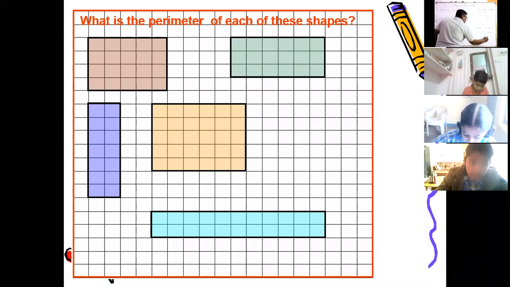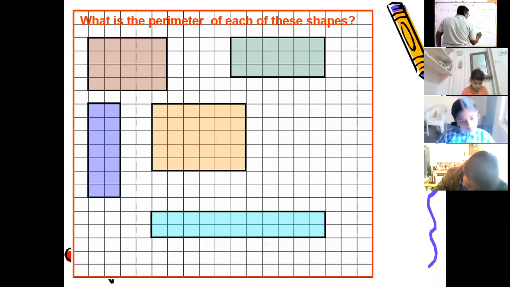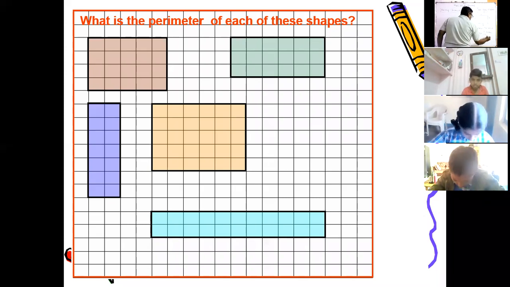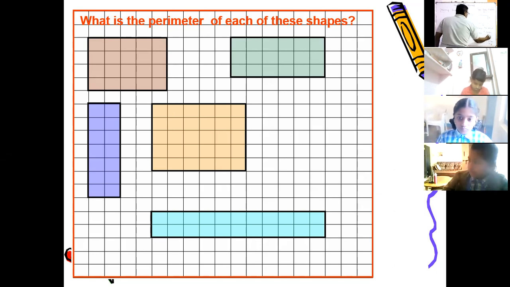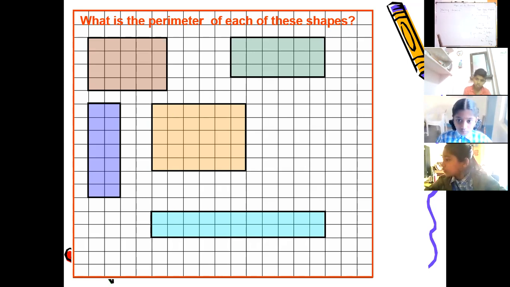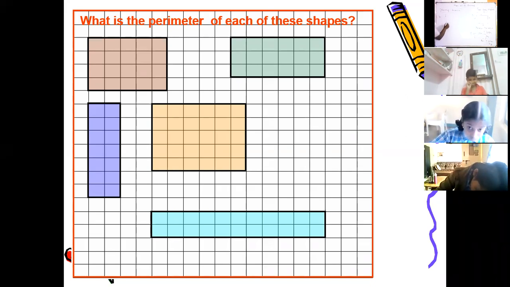Second one. 1, 2, 3, 4, 5, 6. Length is 6 and breadth is 3. Perimeter 6 plus 3 plus 3 plus 6, 18 centimeter. Third one. You have to add all the sides. That's all you have to do.